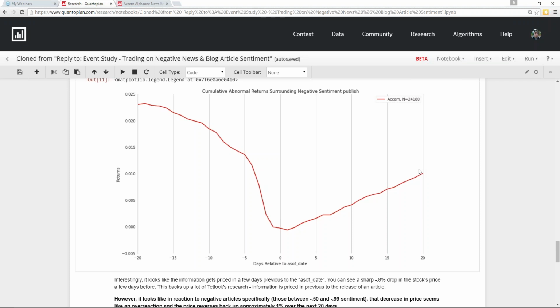So we've got broad data: 24,000 events that we're working with here. Why negative sentiment? I chose negative sentiment specifically because in Paul Tetlock's paper, there's a very specific line that stood out to me. It said that negative words in an article had a greater impact on the stock's price. So I just wanted to be in line with the findings of that paper.